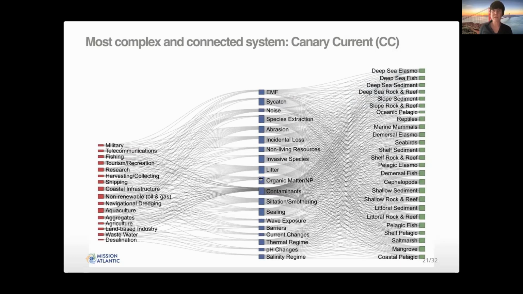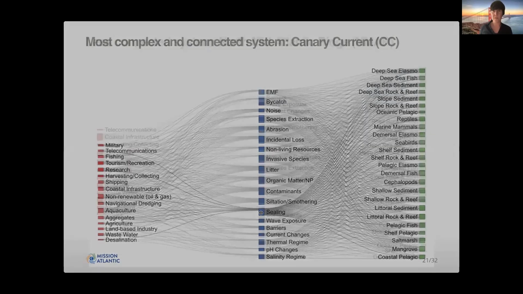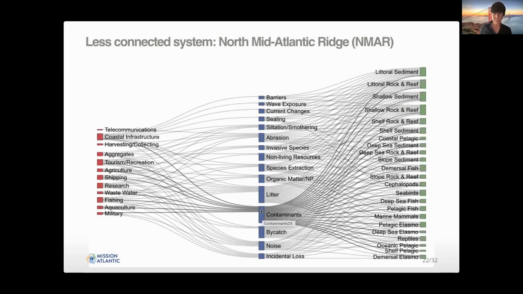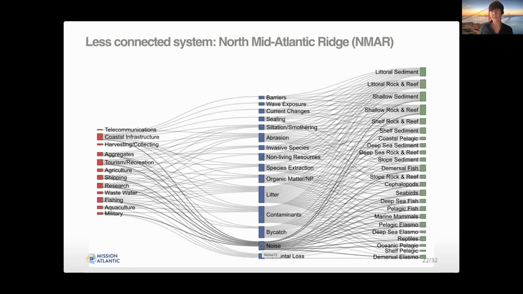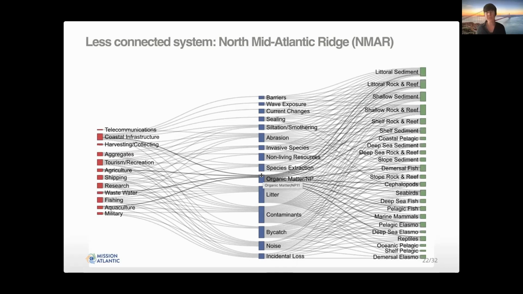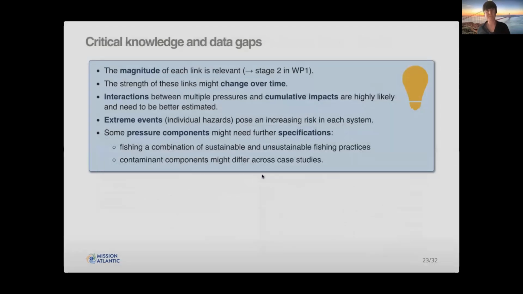And so when we scan through here, we see that most of the pressures really connect to almost all of the ecological characteristics in this system, and to many of the sectors, whereas in contrast, the North Mid-Atlantic Ridge system is sometimes less connected to the ecological components, and to fewer sectors overall, but the differences are almost marginal.